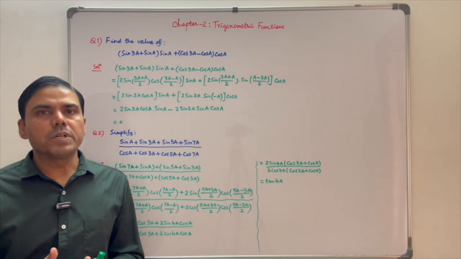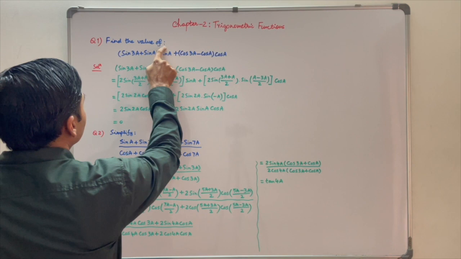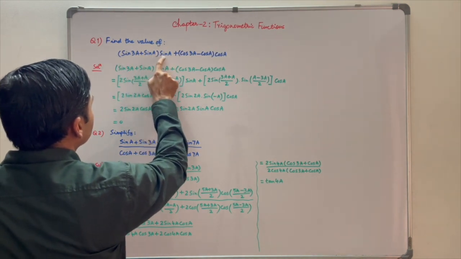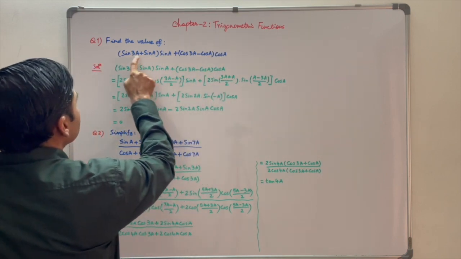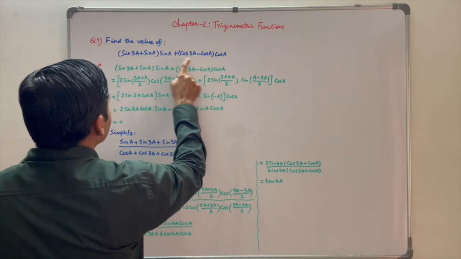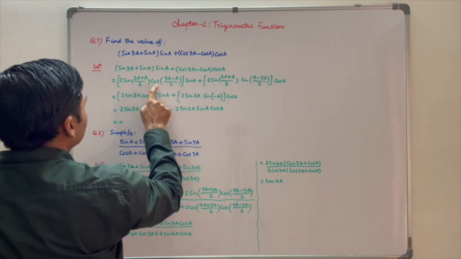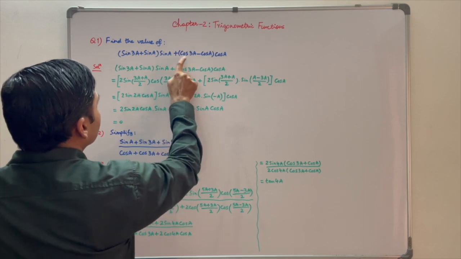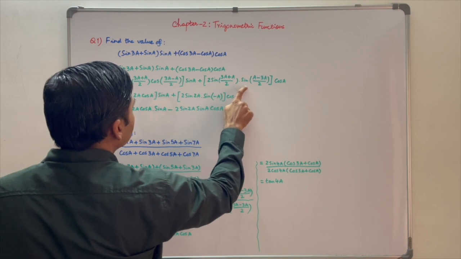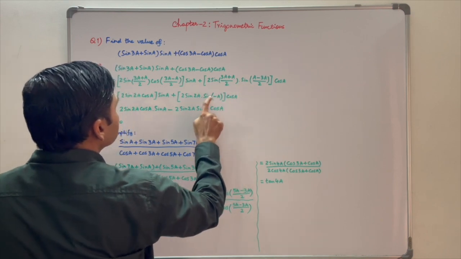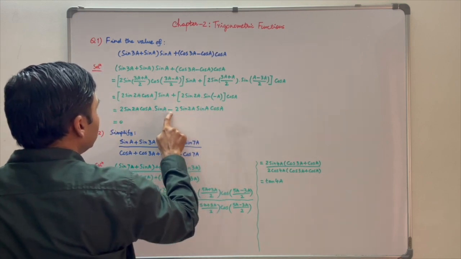Now let us see a few questions based on transformation. First question: find the value of (sin 3a plus sin a) into sin a plus (cos 3a minus cos a) into cos a. First, we need to expand them. Sin c plus sin d is equal to 2 sin((c plus d) by 2) into cos((c minus d) by 2). Cos c minus cos d is equal to 2 sin((c plus d) by 2) into sin((d minus c) by 2). Sin of minus a is equal to minus sin a. So this will become negative.